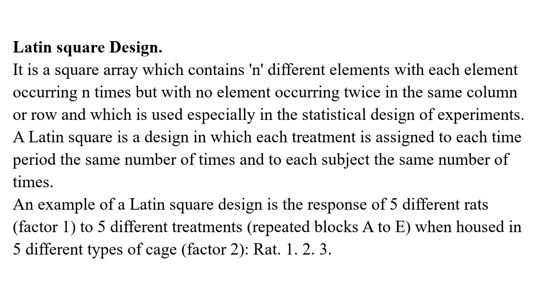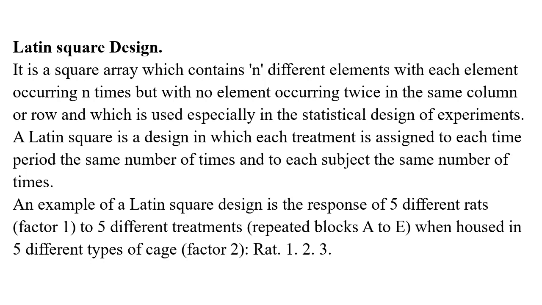Latin square design. It is a square array which contains n different elements with each element occurring n times, but with no element occurring twice in the same column or row, and which is used especially in the statistical design of experiments. A Latin square is a design in which each treatment is assigned to each time period the same number of times and to each subject the same number of times.